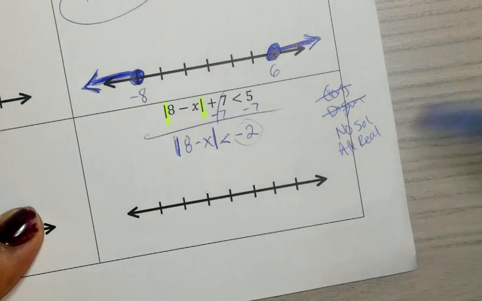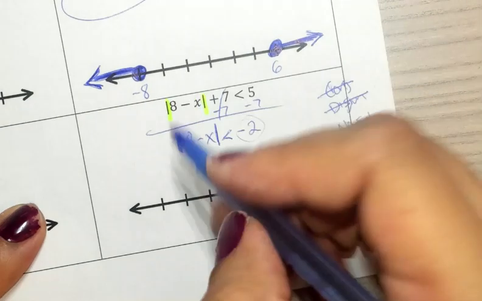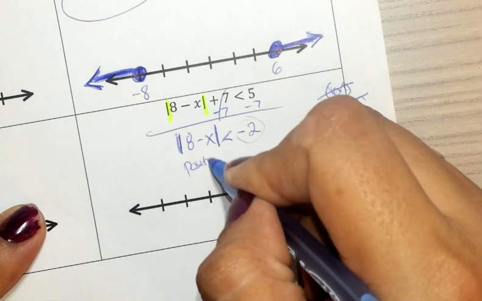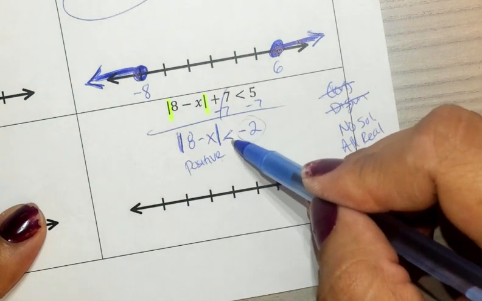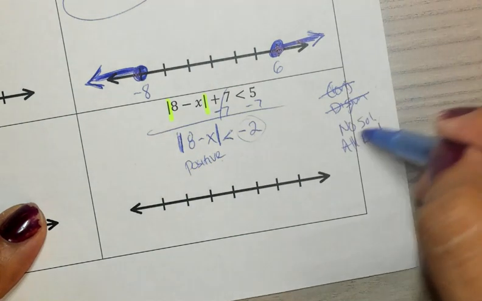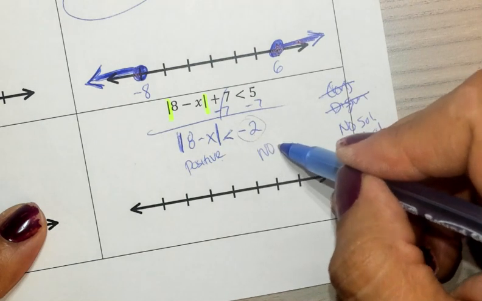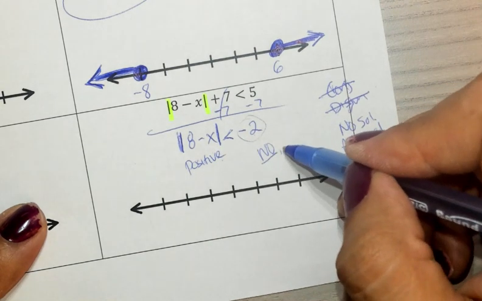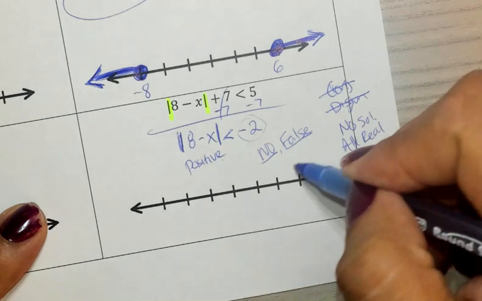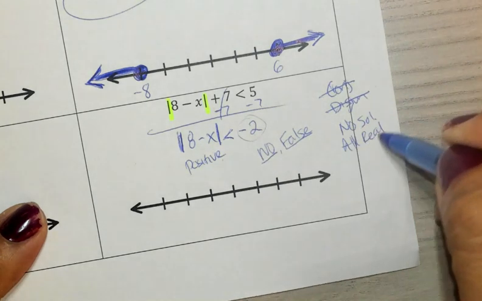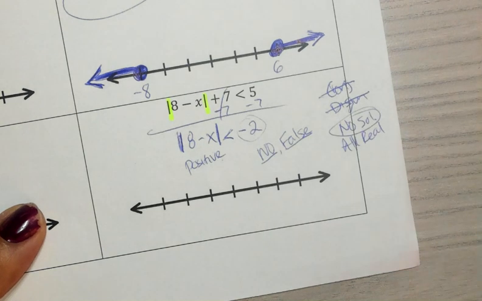Now, to know which one's which, again, absolute values are always positive. So ask yourself, is a positive less than negative 2? Nope. That is false. That's never going to be true. The positive will never be less than negative 2. So no solution is the answer here.